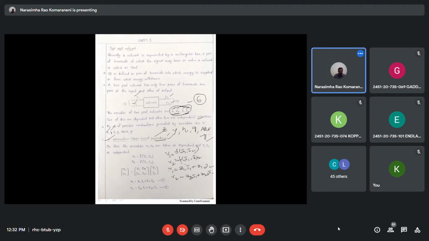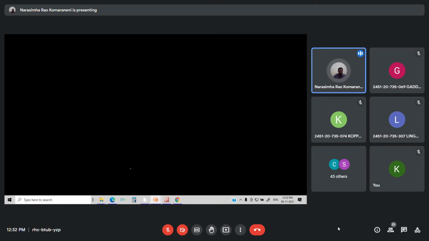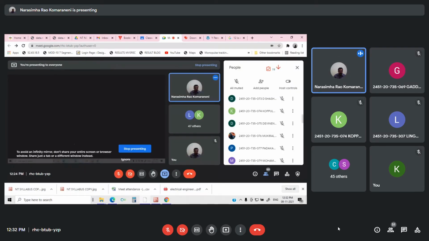Now, if you write these in the matrix form, you will get like this. That is V1, V2 is equal to Z11, Z12.